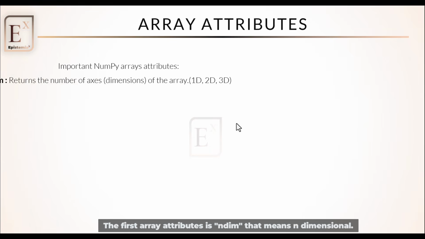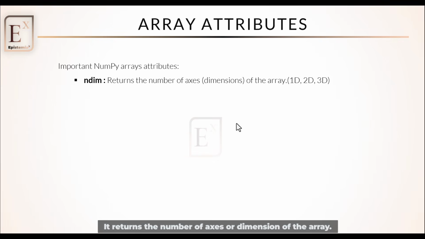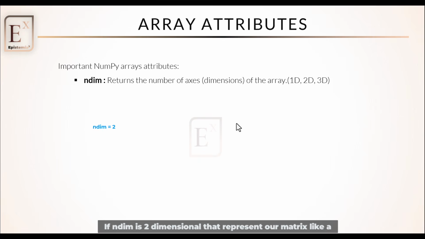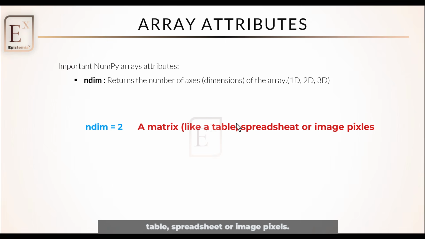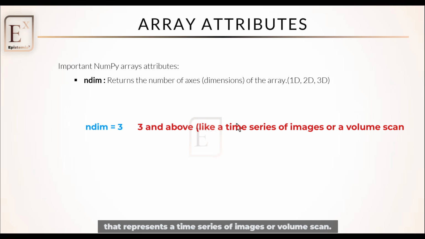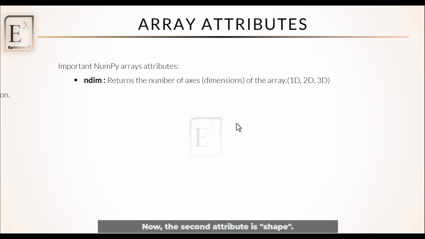The first array attribute is ndim, that means n-dimensional. It returns the number of axes or dimensions of the array, that means one dimensional, two dimensional or three dimensional. If ndim is 1, that represents a vector like a row or column of data. If ndim is 2, that represents a matrix like a table, spreadsheet or an image pixel. If ndim is 3 or above, higher dimensional data, that represents a time series of images or a volume scan.